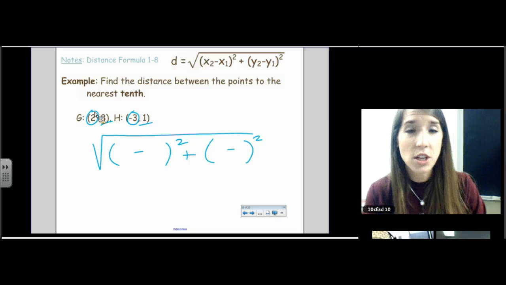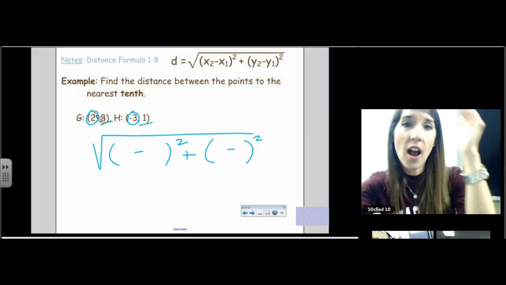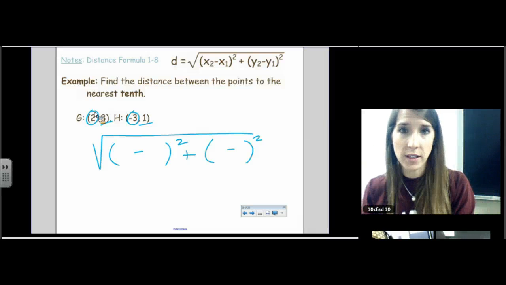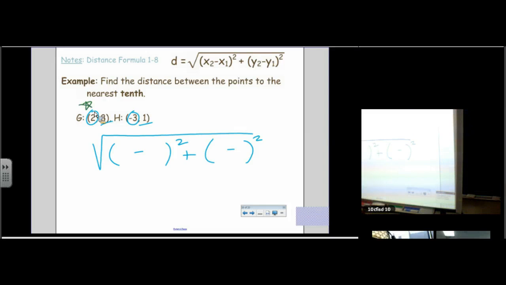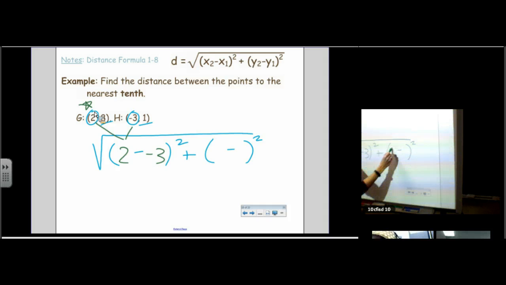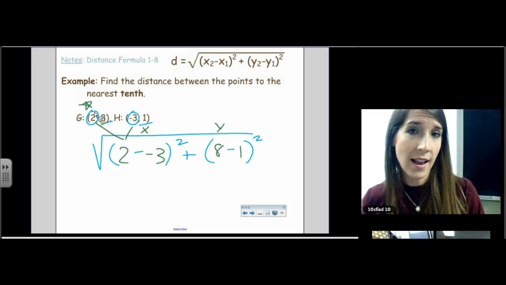So now what you do is you take your circled numbers and you put them in parentheses. And you take your underlined numbers and you put them in parentheses, okay? I'm going to start with this one first, so I'm going to put the 2 first. I'm just going to take my circled numbers, I'm going to put them in. 2, negative 3. Now I'm going to take my underlined numbers and put them in. 8, 1. So these are my X's and these are my Y's. So you keep the circles together and you keep the underlines together.